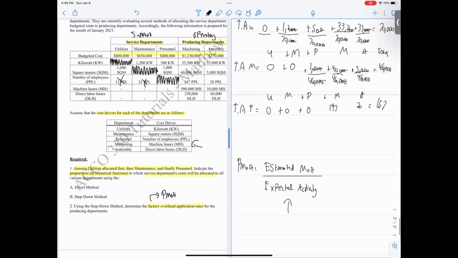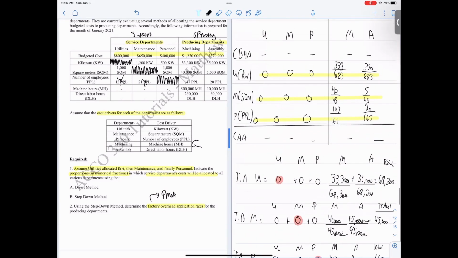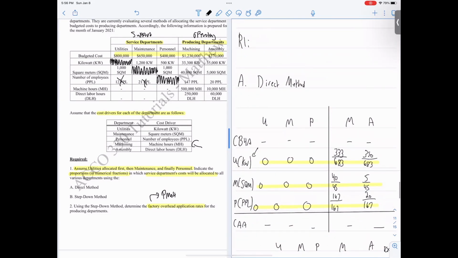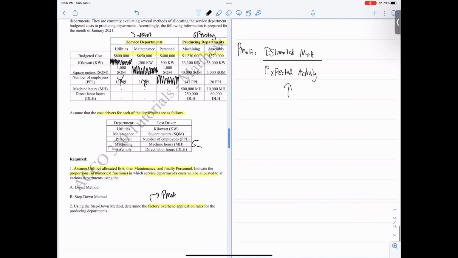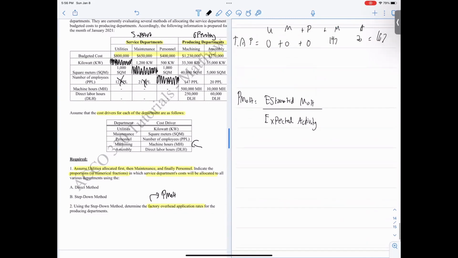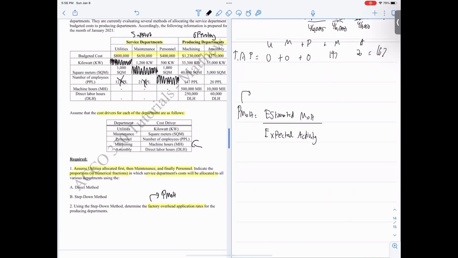All right. The same way we figured out the cost drivers for the support department, right? We see here utilities based on kilowatts, maintenance based on square meters, personnel based on the number of people, right? You see how the cost drivers are given to us for these support departments? When calculating the overhead rate, guys, they tell you what the expected activity is for each operating department. So understand this, guys. It's a predetermined overhead rate calculated for operating departments only.